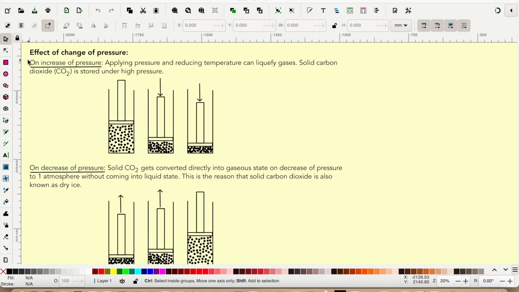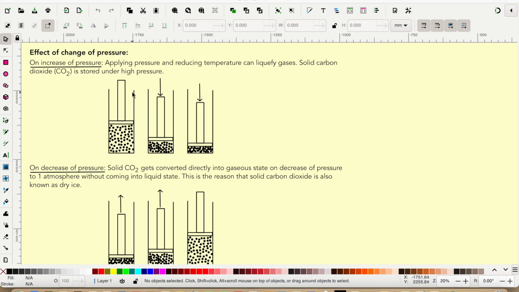We have seen the effect of change of temperature on a state change. Now we will see the effect of change of pressure on a state change. There are two cases: when pressure is increased and when pressure is decreased. We will see case 1 first.